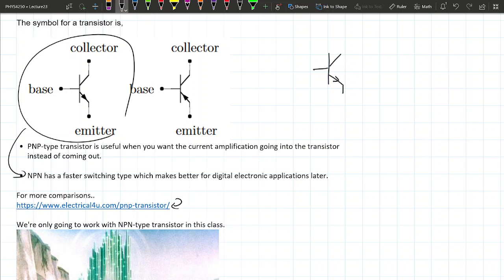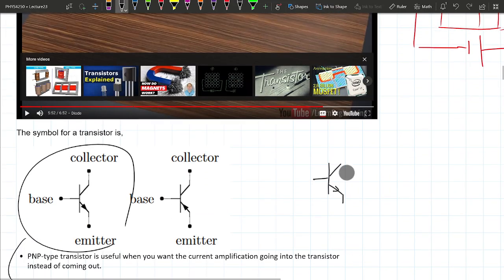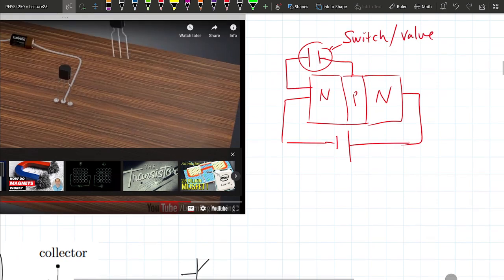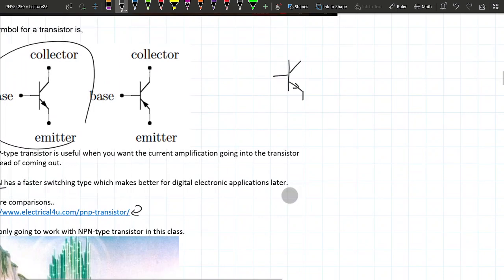If you're really interested in reading all the technical details about the difference between the two types of transistor, there's a little link from ElectricalForYou.com that you can read about. In this class we'll be mostly, actually always, using the NPN type of transistor. That means, in the picture here, you start off with the N-dope region, then you have a little thin layer of P-doped, and then you end up with the N-dope region. That's the type of transistor we're going to be working with.